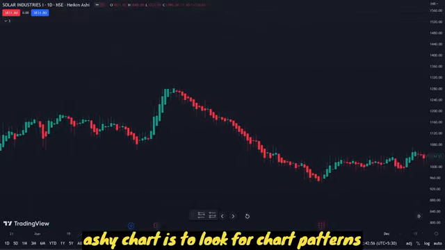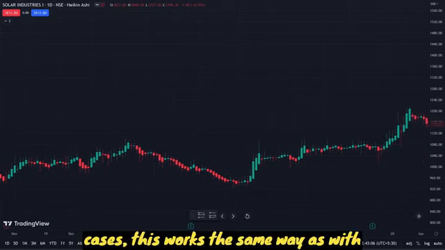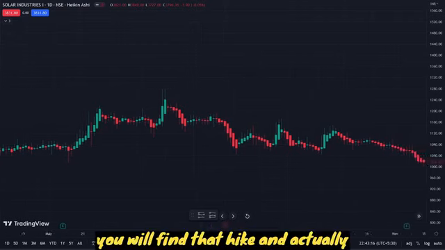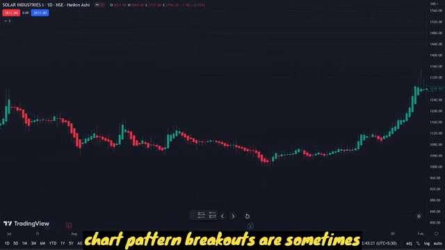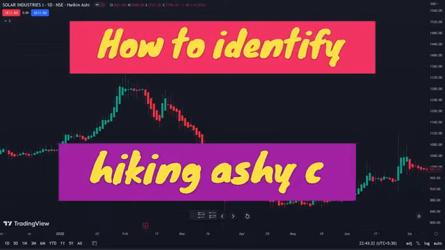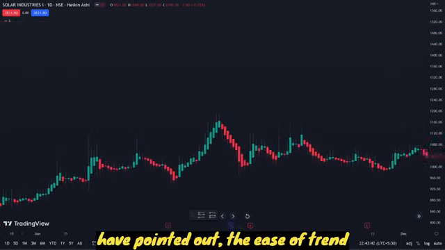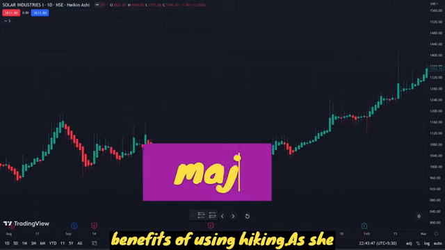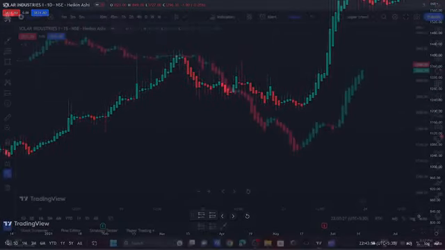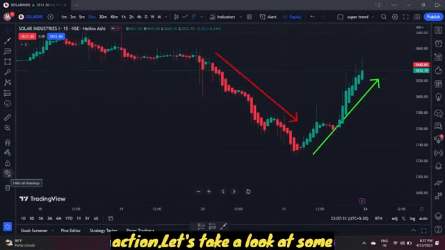Another way to use a Heikin Ashi chart is to look for chart patterns and apply price action rules. In most cases this works the same way as with traditional Japanese candlesticks. But you will find that Heikin Ashi chart pattern breakouts are sometimes more reliable than traditional candlestick charts. How to identify trends on a Heikin Ashi chart? As we have pointed out, the ease of trend identification is one of the major benefits of using a Heikin Ashi chart. With a Heikin Ashi chart, you can confidently distinguish strong trends from unsustainable price action.